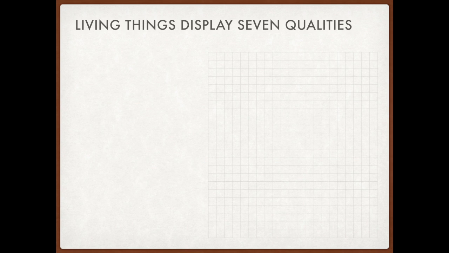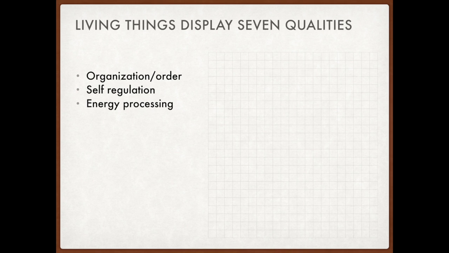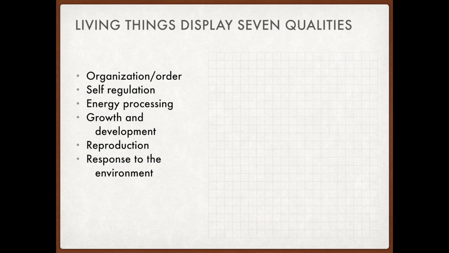So, to repeat, living things display 7 qualities. They are order and organization, self-regulation, energy processing, growth and development, reproduction, response to the environment, and evolutionary adaptation.